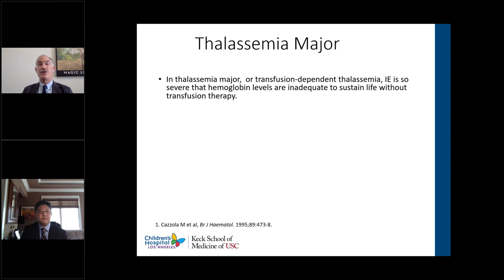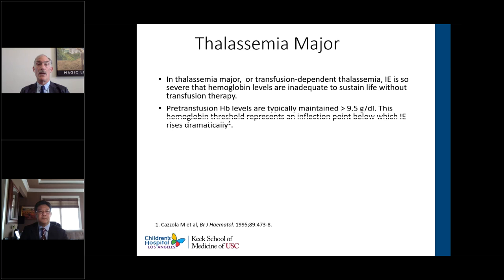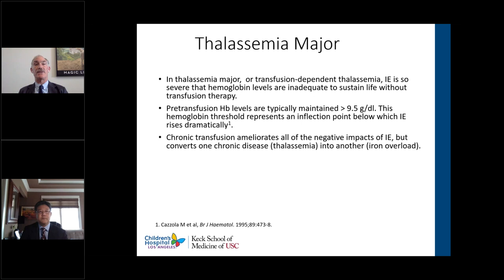When the genetic defect in red cell synthesis is too severe, blood cell transfusions are required lifelong to sustain life, and this is called thalassemia major. Now, if you are able to maintain a pre-transfusion hemoglobin above 9.5, this is generally very effective at suppressing ineffective erythropoiesis and can negate many of those negative cardiac consequences seen in thalassemia intermedia syndromes.